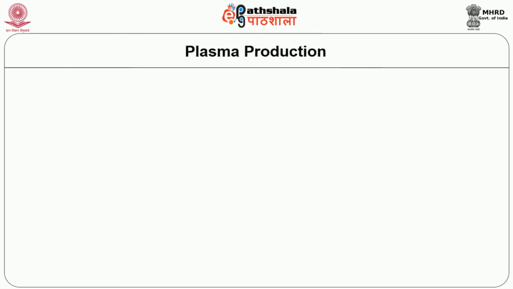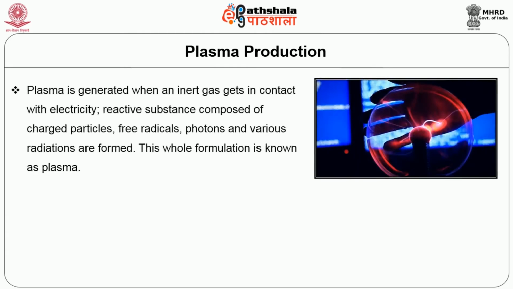Now, we will discuss how this plasma is produced. Plasma is generated when an inert gas gets in contact with electricity. Reactive substances composed of charged particles, free radicals, photons and various radiations are formed. This whole formulation is known as plasma.